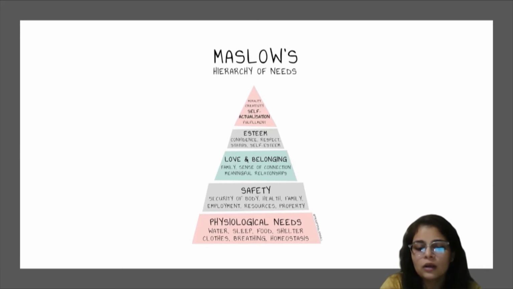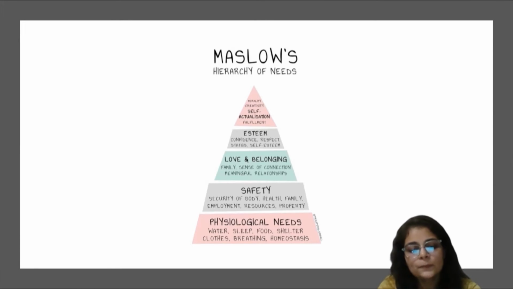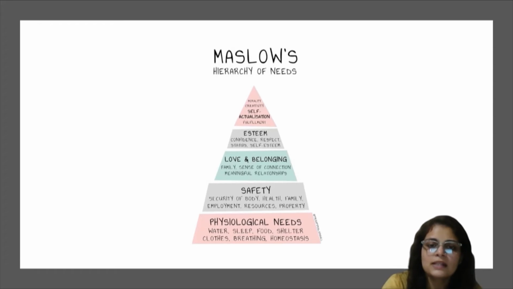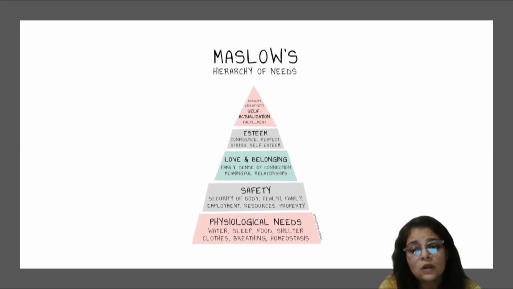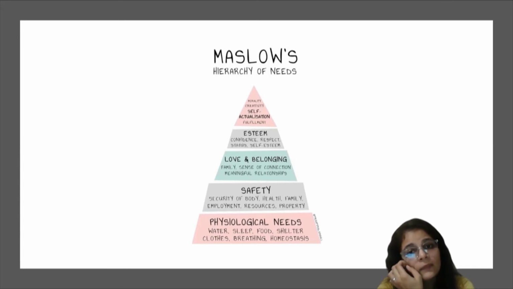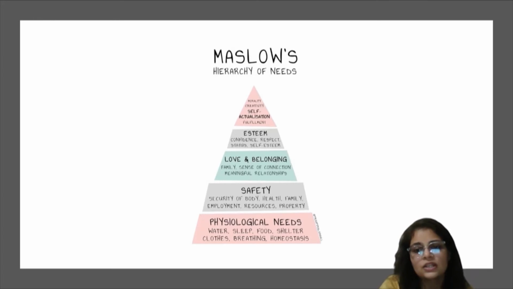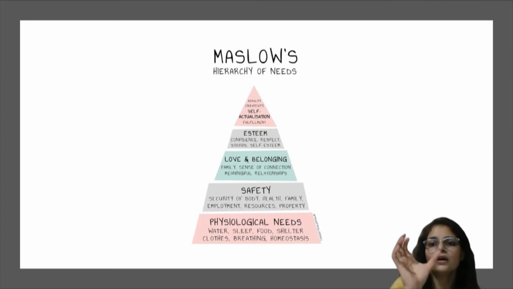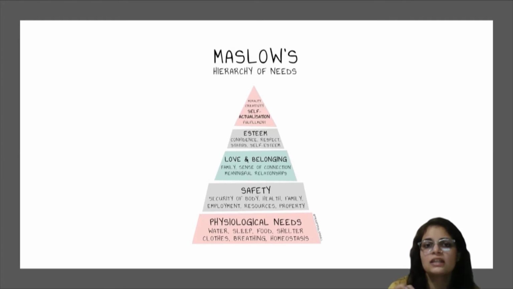According to him, the first four levels are deficiency needs. He also named them deprivation needs. And the last level is the being needs, or the B need. So self-actualization is the being need, and the other four are deficiency needs. Only after meeting these deficiency needs can one move to attain their full potential.